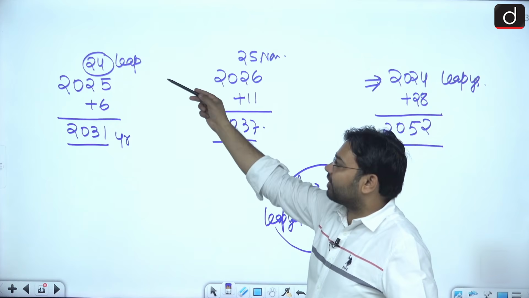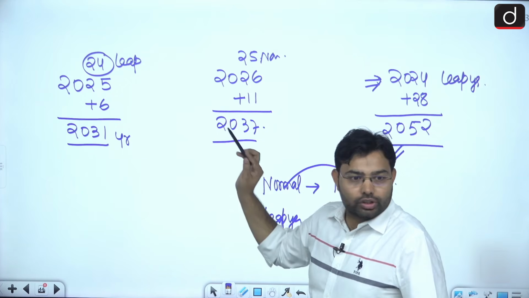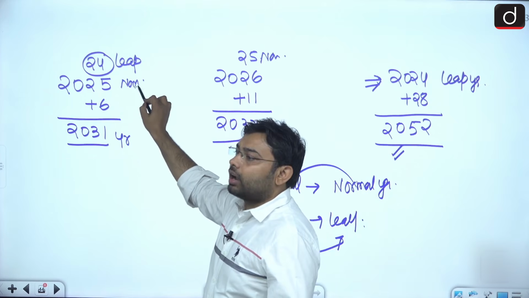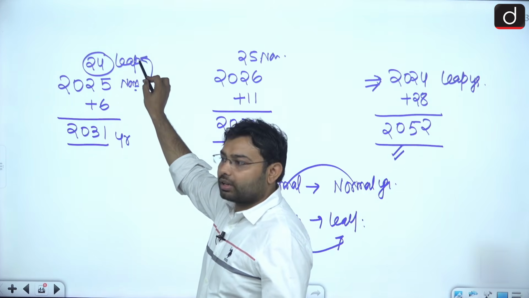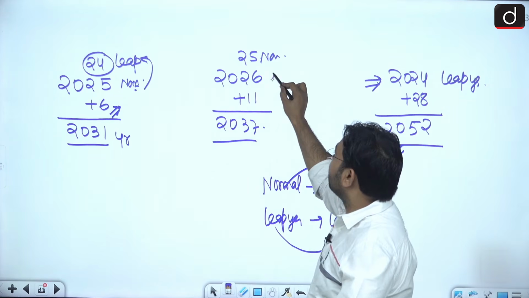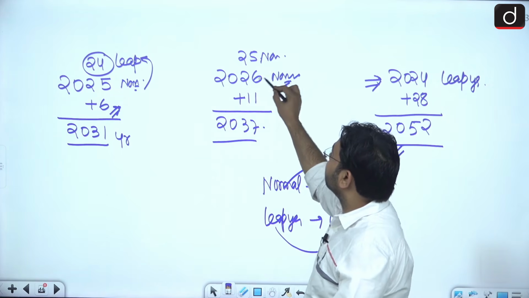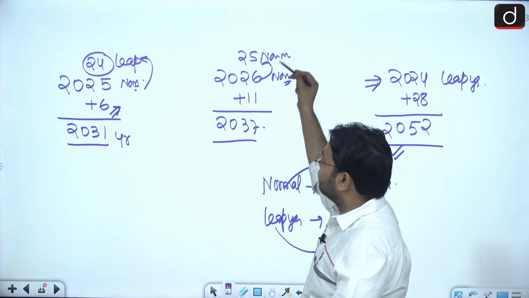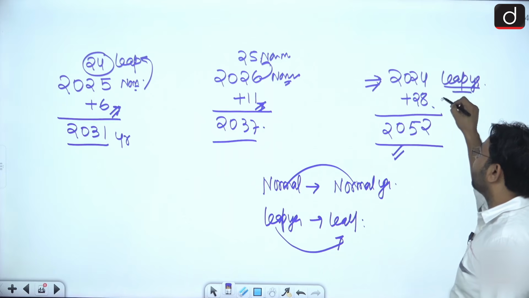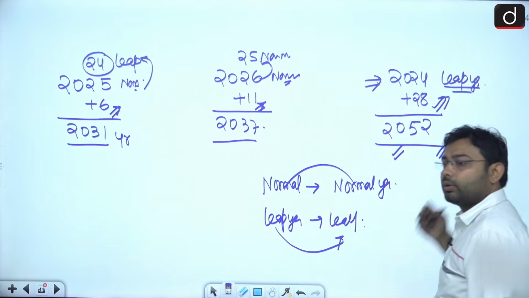And the 2025 calendar will repeat in 20... This is a normal year and before it there is a leap year, then it will repeat after 6 years. If this is a normal year and the one before is also a normal year, it will repeat after 11 years. And if there is a leap year, then the leap year will repeat after 28 years.